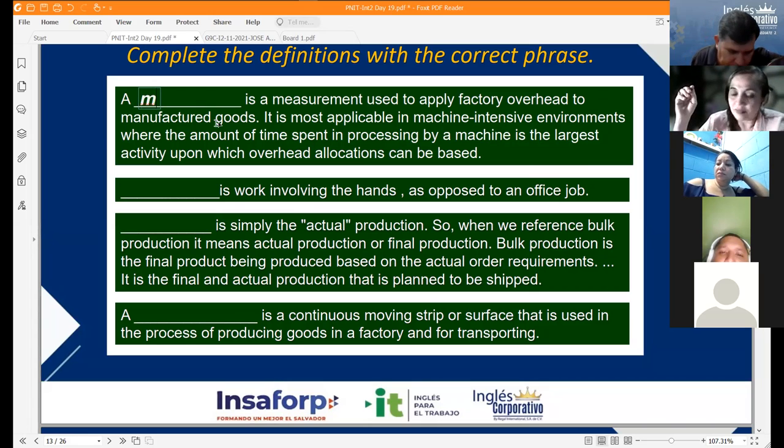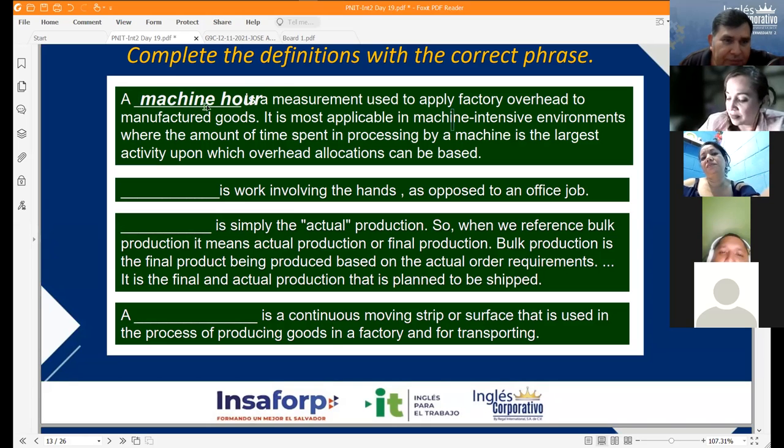Horómetro in Spanish. In Spanish, it is horómetro, right? Horómetro. No idea, my friend. Thank you for the piece of information.